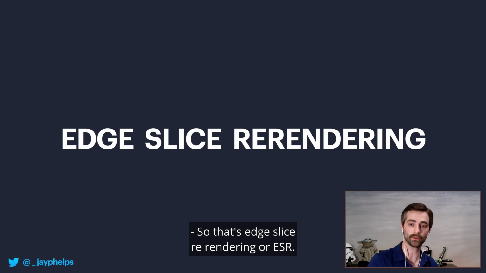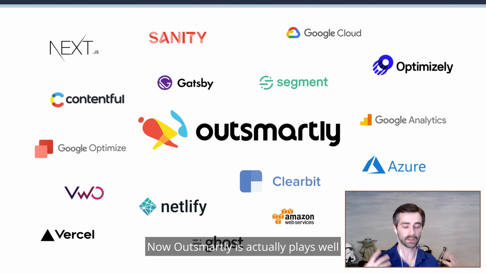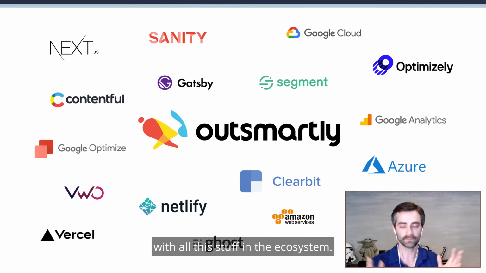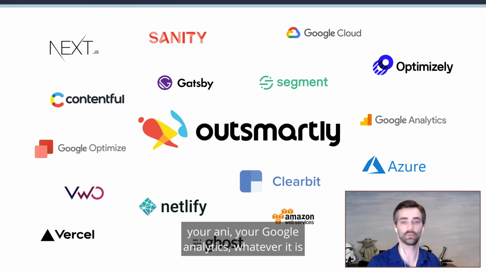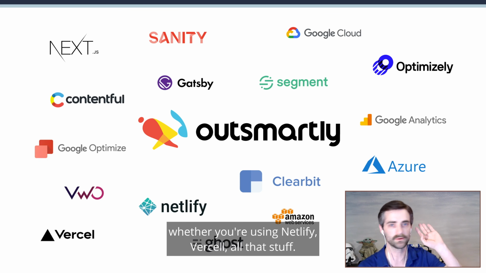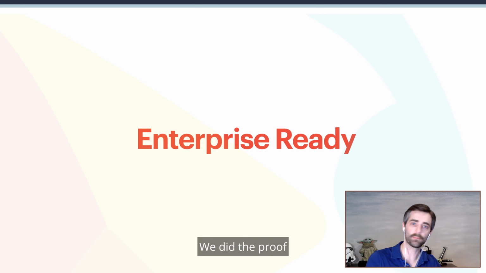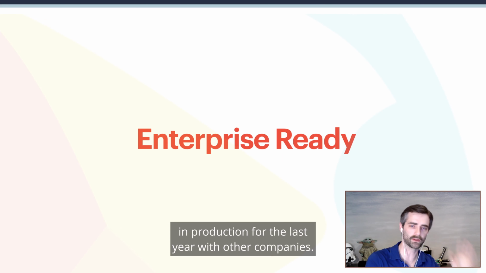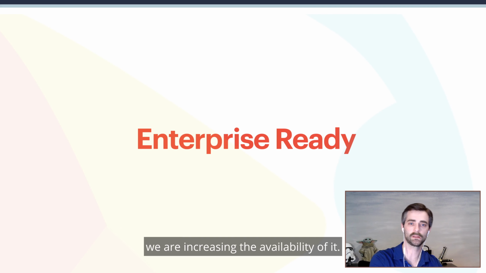Right. So that's edge slice rerendering, or ESR. Now, Outsmartly actually plays well with all the stuff in the ecosystem. So you bring your Contentful, your Segment, your Google Analytics, whatever origin you're using, whether you're using Netlify or Vercel, all that stuff, you can bring that and use it as part of Outsmartly. And we're enterprise ready today. We did the proof of concept with ButcherBox, but we've been in production for the last year with other companies.